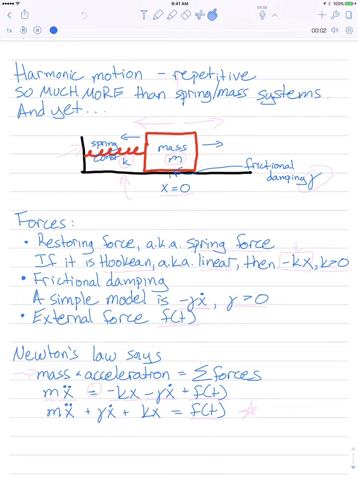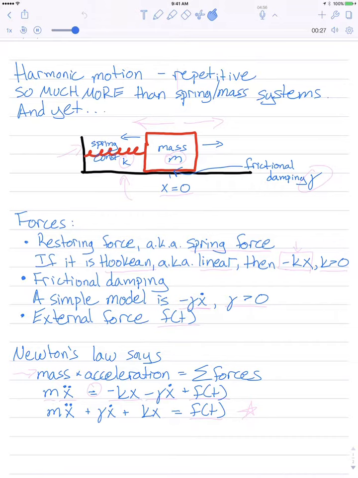Harmonic motion is one of the most important applications of differential equations. I won't be too specific about the definition of harmonic motion here. I basically just mean something that is regular and repetitive. And there are really amazingly interesting things that involve harmonic motion, things like earthquakes, things like biological macromolecules.